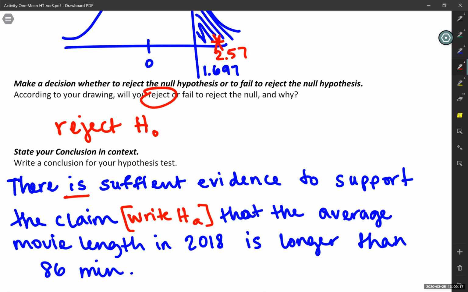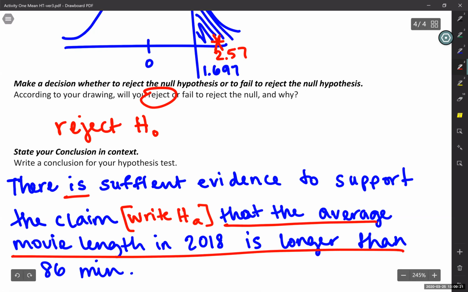And then the claim itself will change with every problem. That's the alternative hypothesis, and just the alternative hypothesis in words. So we had that the average, which was mu, and what we're talking about, movie length, is longer than 86. So I just took our alternative and I wrote it out in words. Okay, there's a long way to go. This is the end of the problem. There's a long way to go.